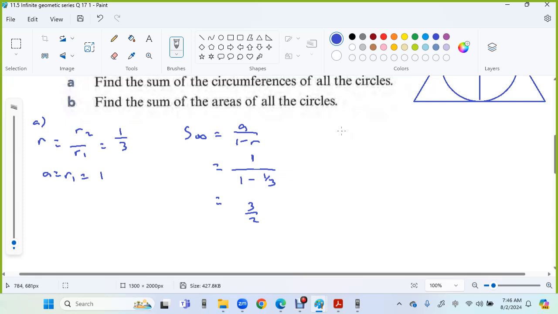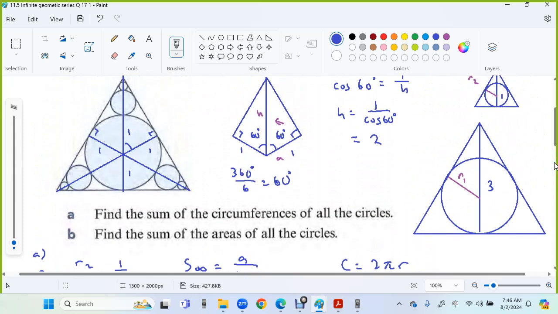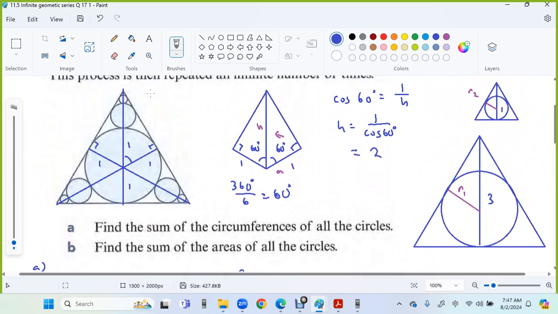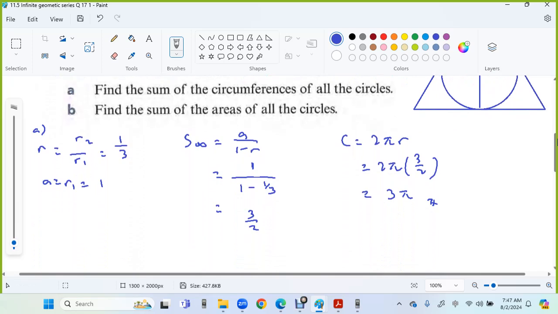So the circumference is 2 pi r, then it's 2 pi times 3 over 2, then we get 3 pi. So the final answer given is 3 pi. That means we take one direction only. So one direction is 3 pi.